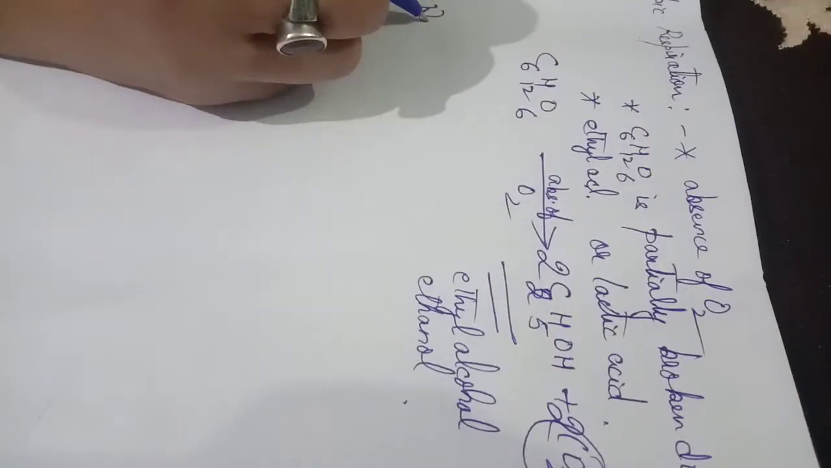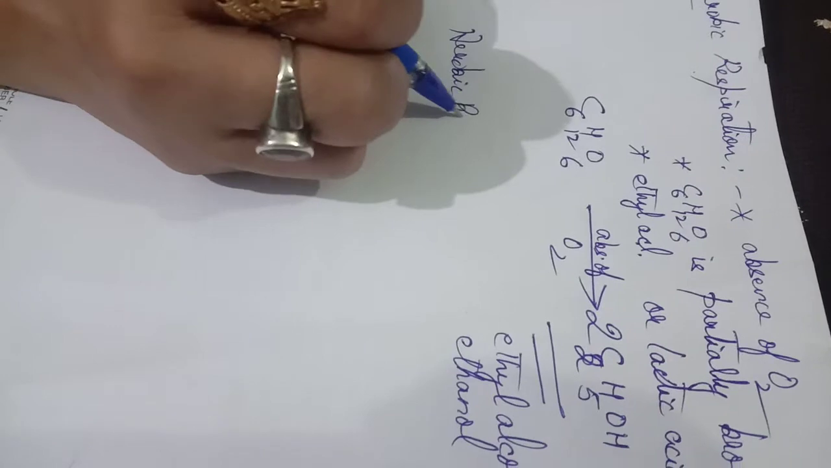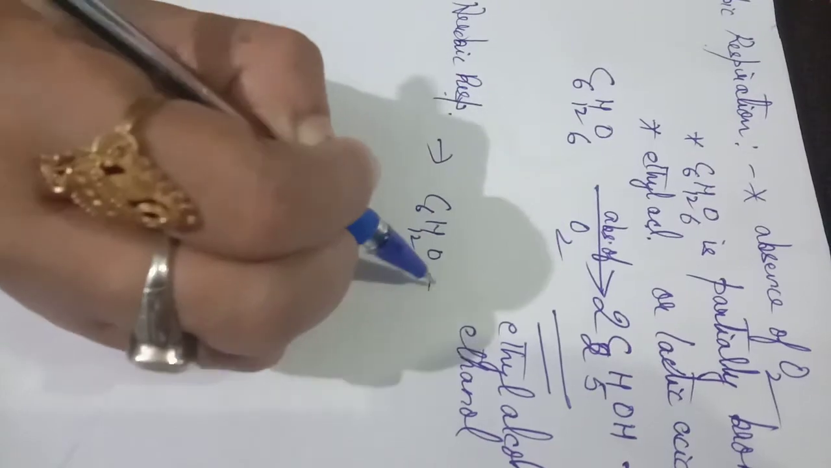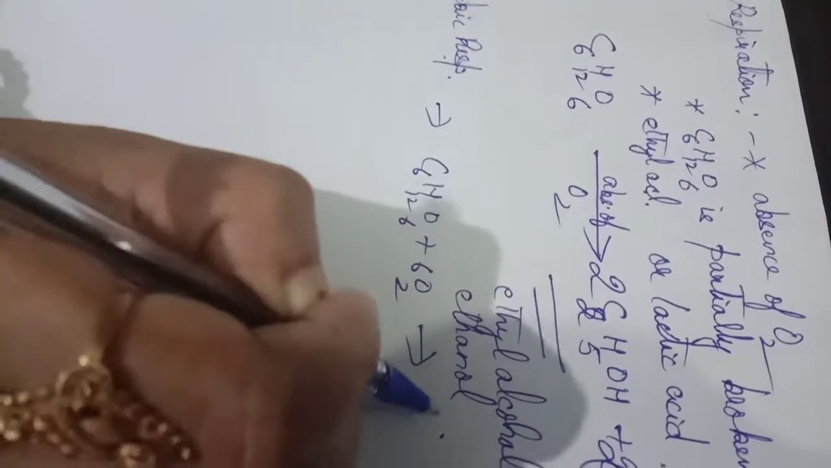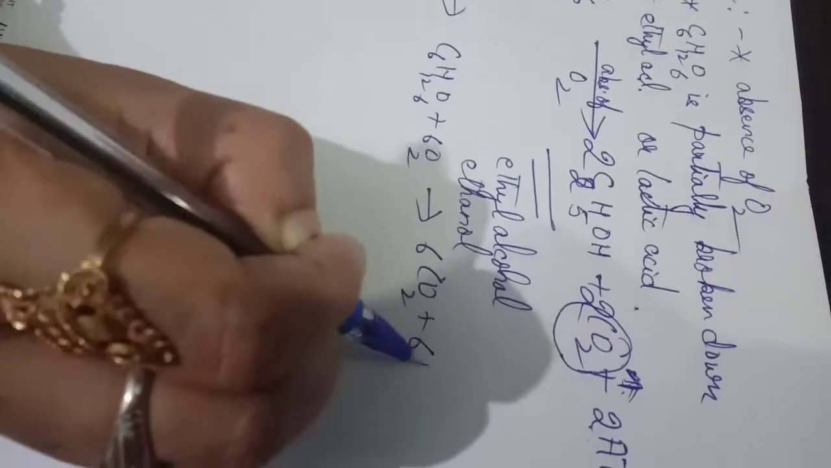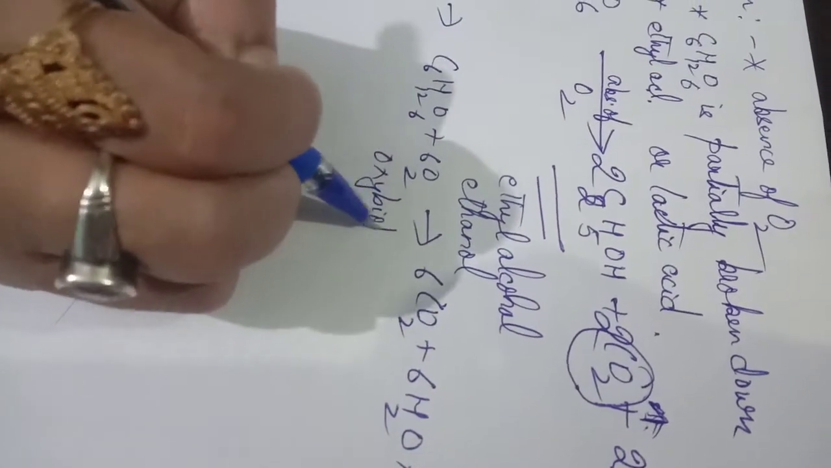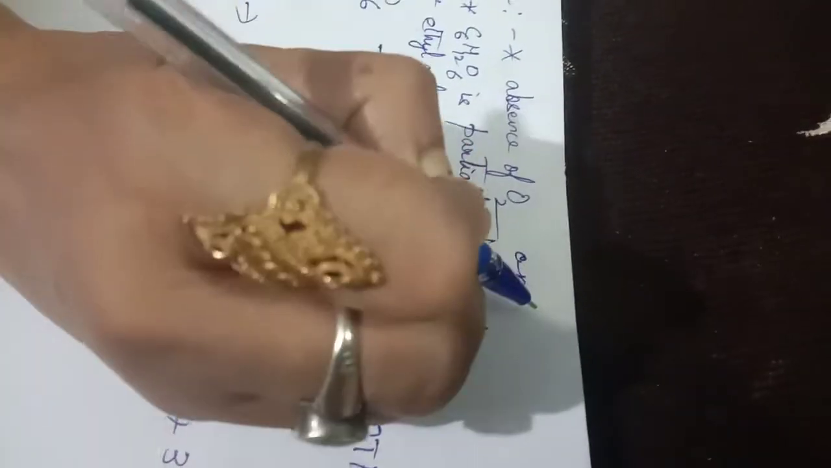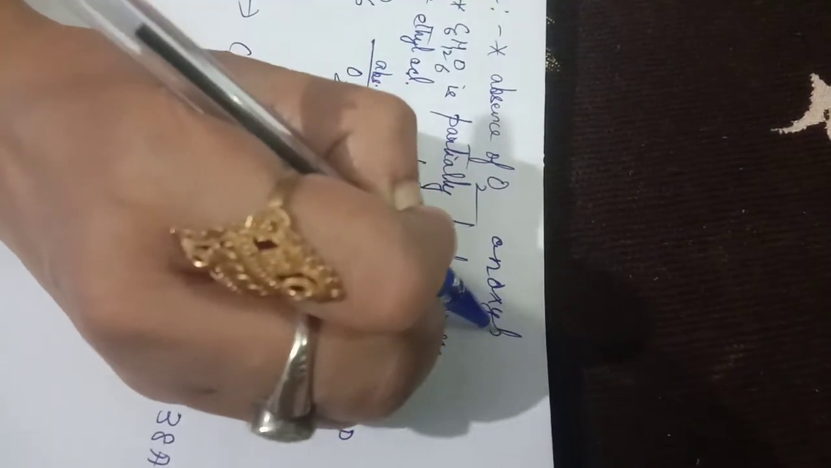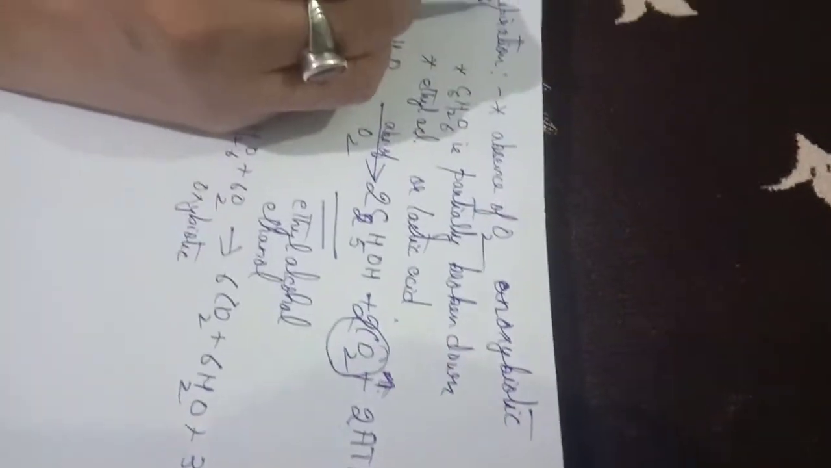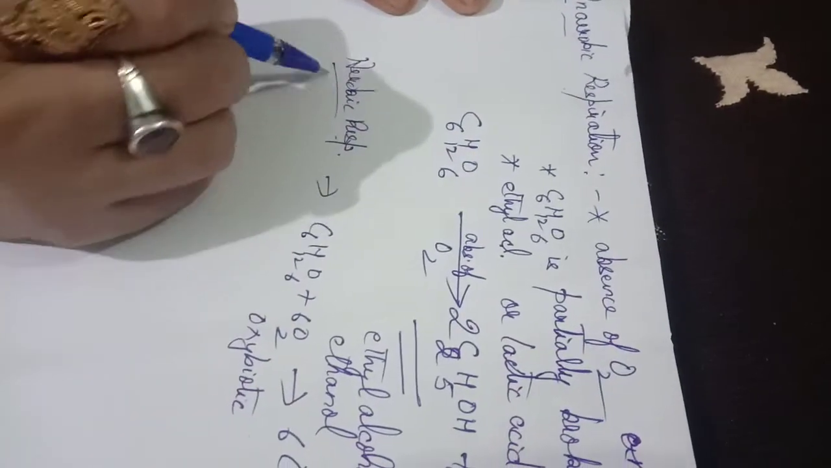Whereas in aerobic respiration, what we had discussed, glucose or sugar in the presence of oxygen breaks down into carbon dioxide, water and 38 ATP. That's why it is called oxybiotic. Got it? Clear? Sometimes you may be asked the difference between anaerobic and aerobic respiration.